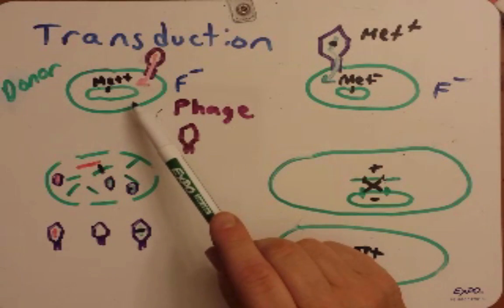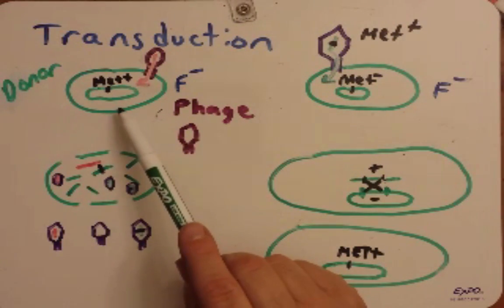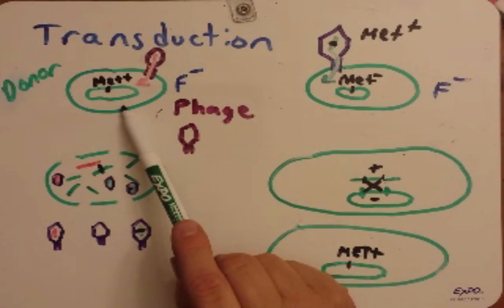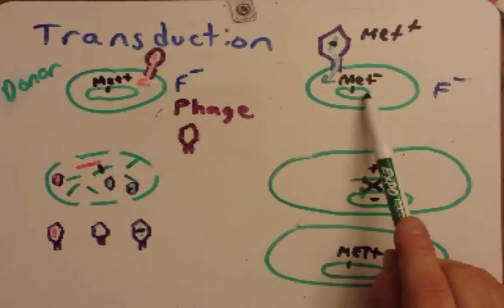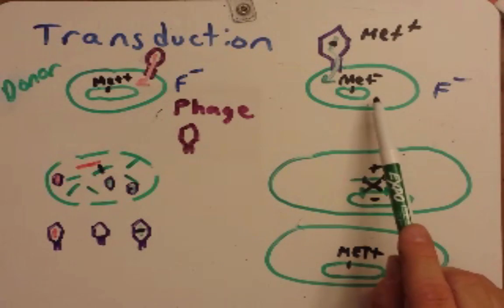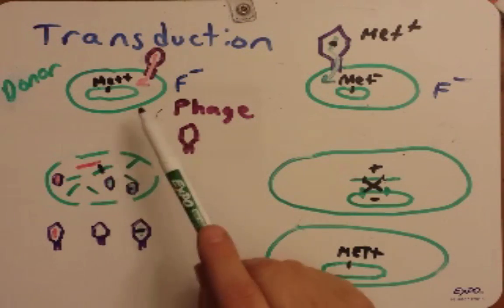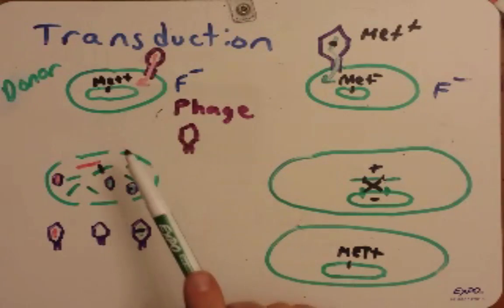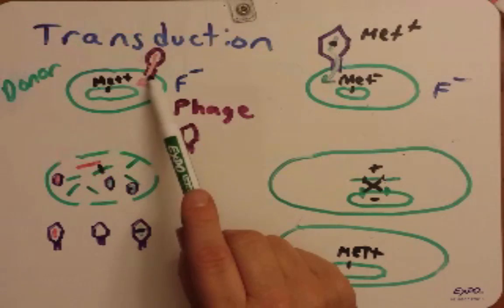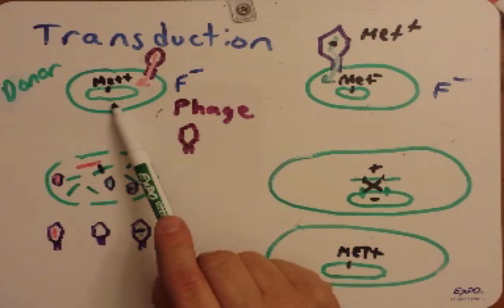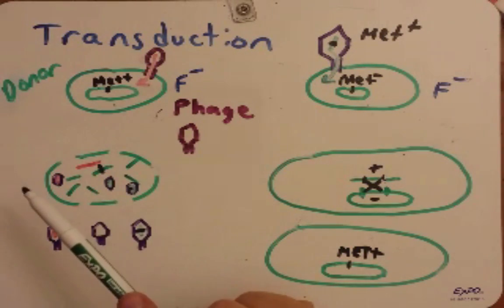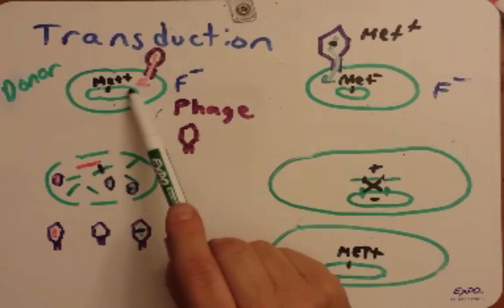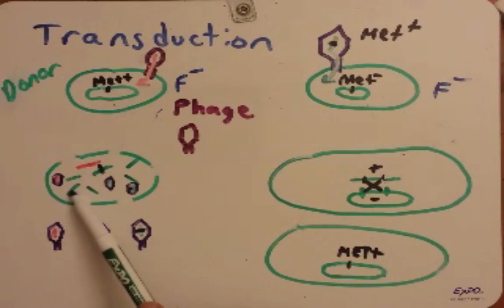I'm going to go over this again quickly to point out the highlights again. Remember, we started off with two cells. One that was prototrophic for methionine, that is, it was MET plus, and one that was auxotrophic for methionine, that is, it was MET minus. We introduced the donor strain with the MET plus gene in it, with a bacteriophage. When this bacteriophage infected this donor E. coli cell, it degraded the genome of the E. coli, as we see here with these fragments.